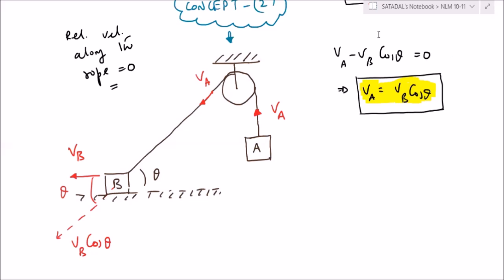Shrutik? Sir, VA can also have horizontal and vertical components, no, sir? Which one? VA. It can have horizontal and vertical components when you took it directly. Because I'm interested only along the rope. Right from the beginning, I'm writing the concept. Whatever we are saying is only along the rope, not in any other direction. Okay, sir. Understood? Yeah.